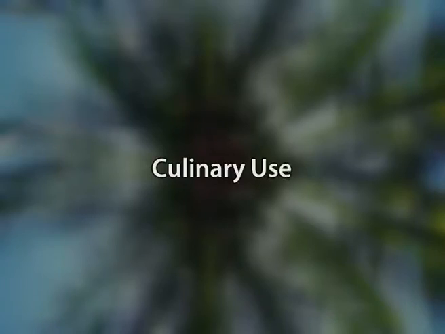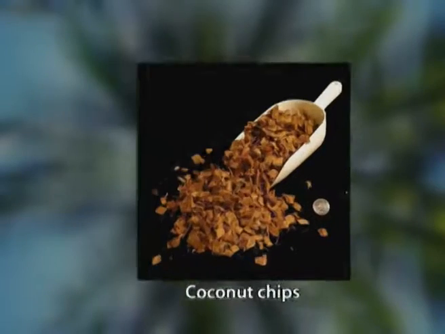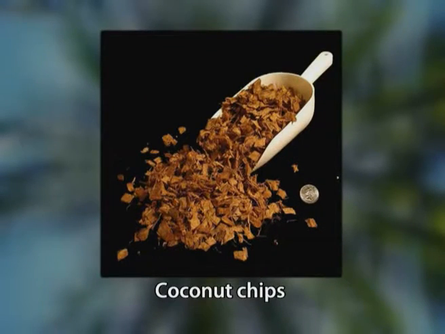First, culinary use. The nut provides oil for frying and cooking. The coconut meat is used fresh or dried during cooking, especially in confections. Coconut chips have been sold in the tourist regions of Hawaii and Caribbean.